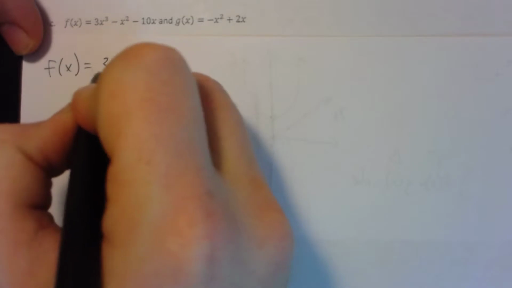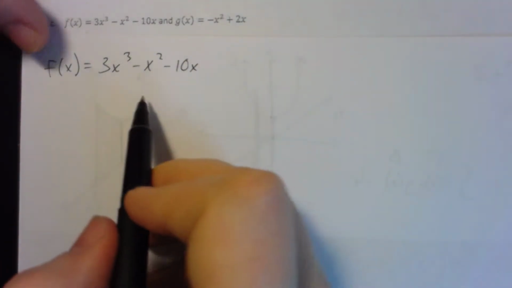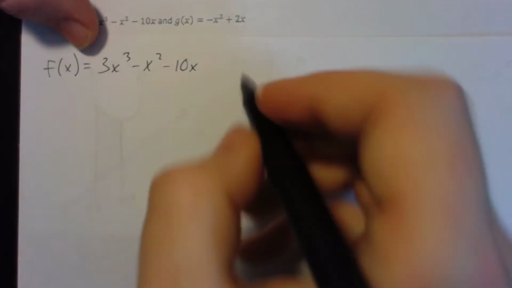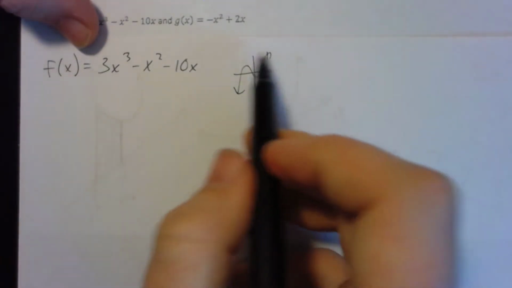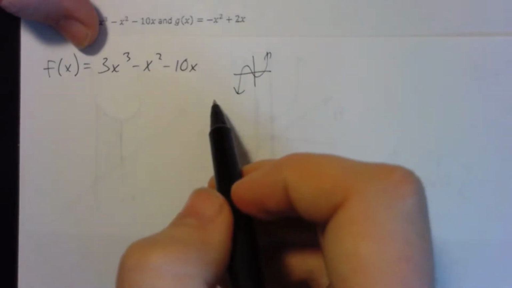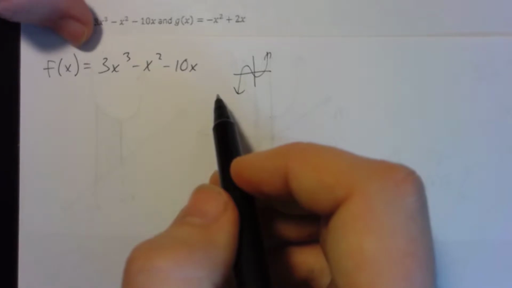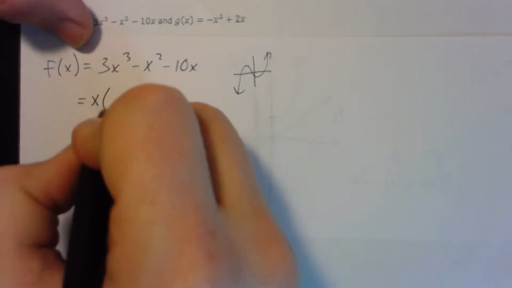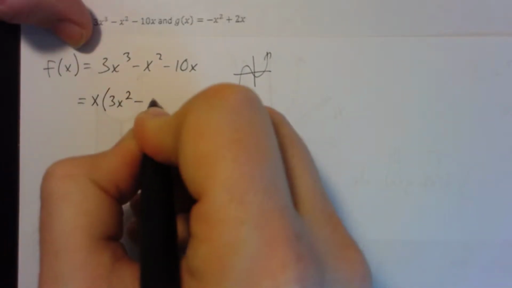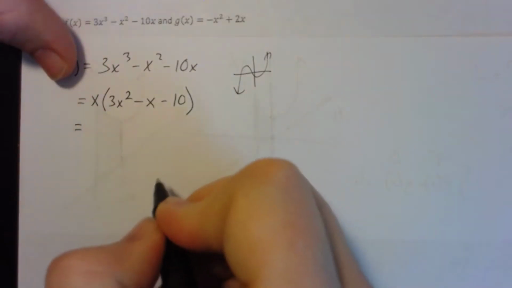So f of x equals 3x cubed minus x squared minus 10x. Now, if I remember how to graph a cubic, I know cubics mostly look like this in some form or another. But I need to be very careful to make sure that I graph it accurately so I know where my functions are going to intersect and how they're going to appear. So I'm going to approach graphing this function in a way that I learned in pre-calculus by factoring and finding the zeros.